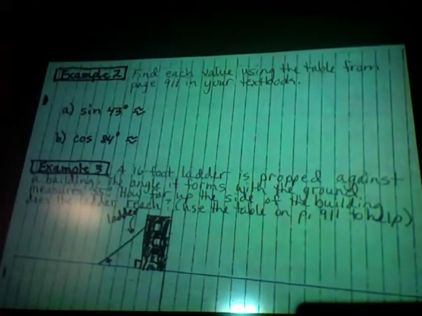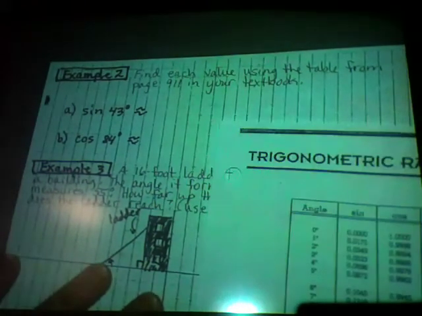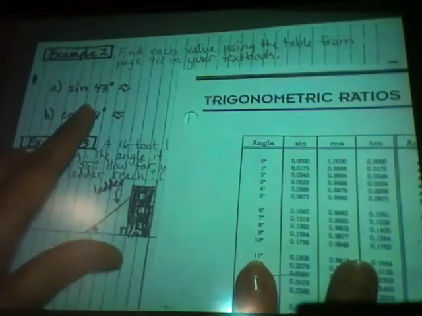Okay. So this time I'm going to give you the angle measure and ask you to find the sine of it. I'm going to show you how to do it on your calculator later. So today I want you to use your table. Here's your table. I want you to look up sine of 43.